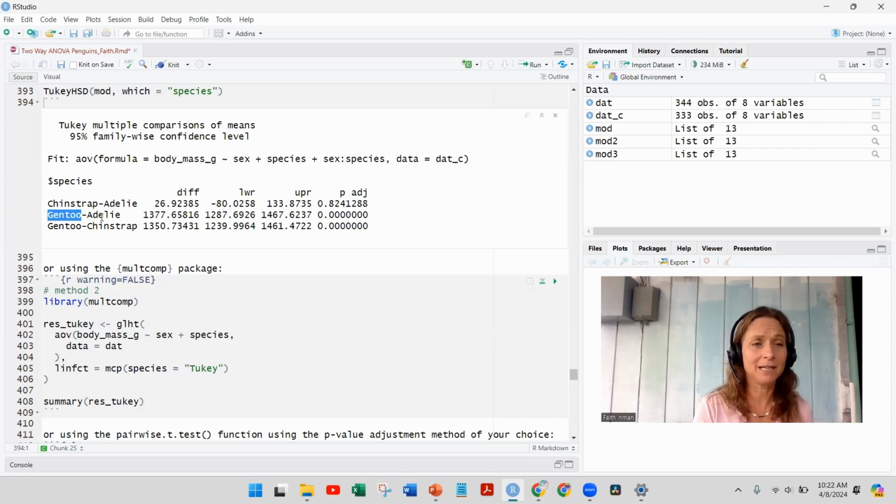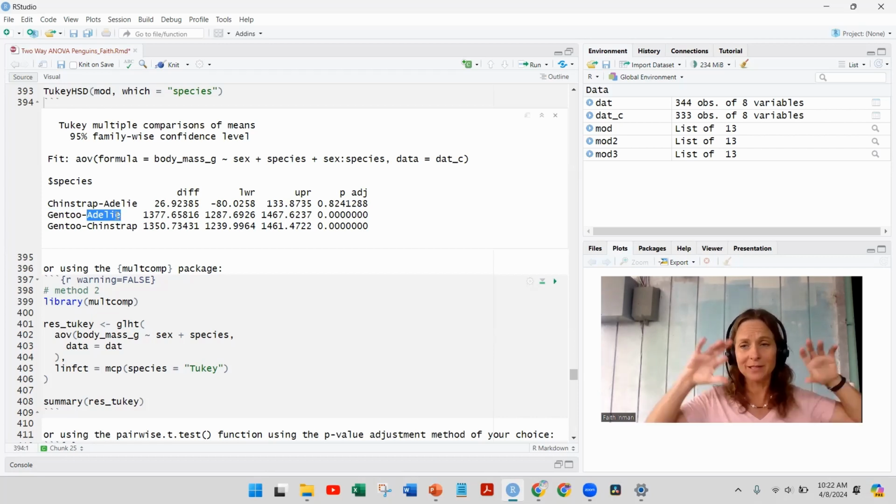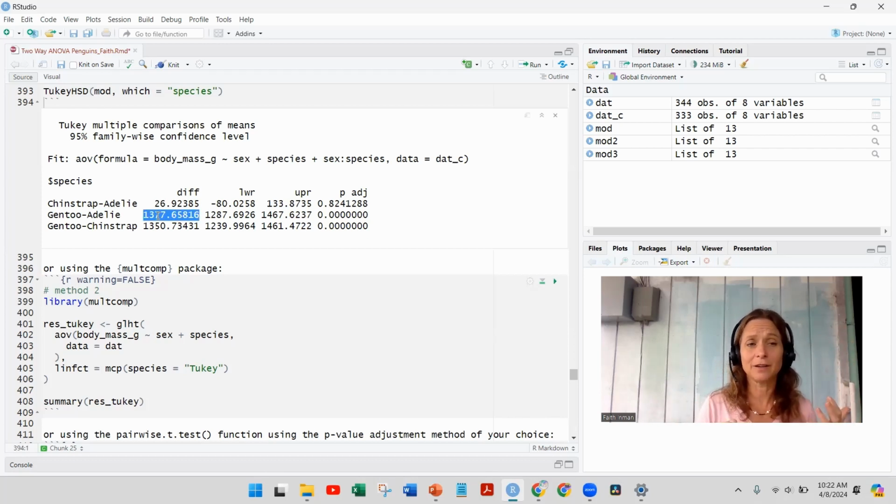Breaking it down, now let's look at the next two species. Gentoo minus Adelie. So if you take the mean of gentoo and you subtract the mean for Adelie, remember this is males and females grouped together, just comparing gentoo and Adelie, the difference between them is about 1,377. That's a much bigger difference, right? The lower confidence interval for that is about 1,287, and the upper confidence interval is about 1,467.